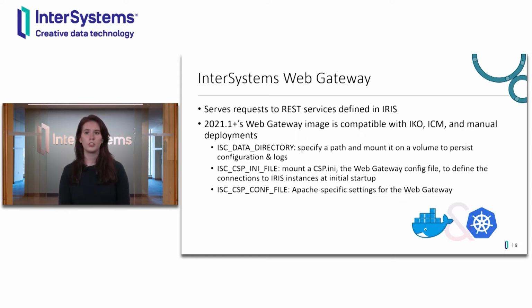The Web Gateway image comes with default configuration files, but they can both be overwritten if you use the environment variables isc.csp.ini file and isc.csp.conf file. csp.ini includes Web Gateway-specific configuration, like the connections to IRIS instances, and csp.conf covers settings specific to the web server. In this case, our Web Gateway uses Apache.